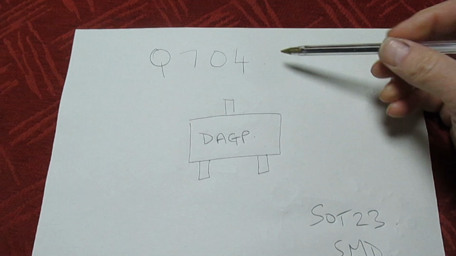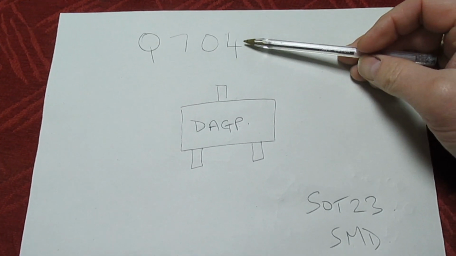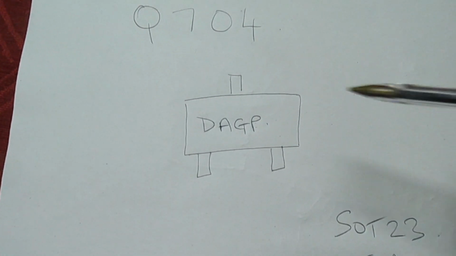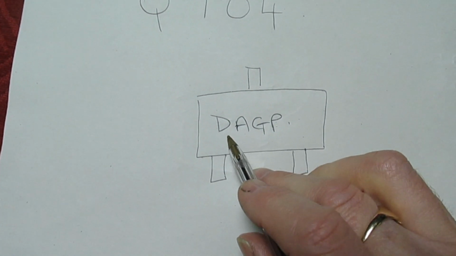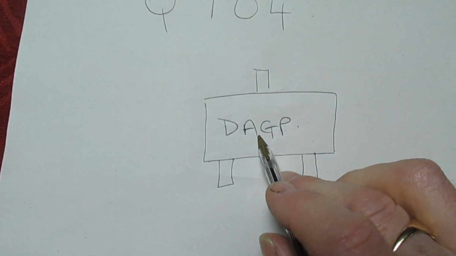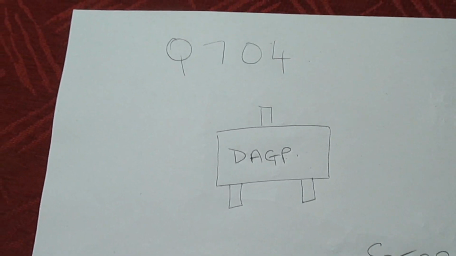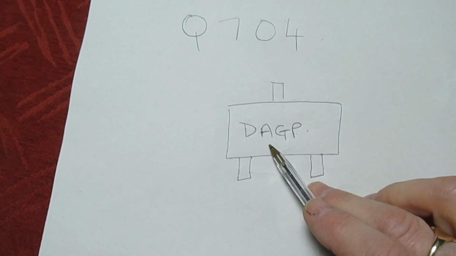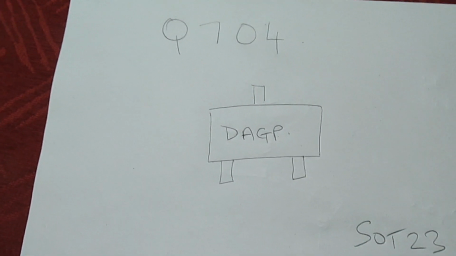Right, so that's the transistor in question. The board reference is Q704. It's a SOT23 surface mounted component. I've cleaned the top so I can read the number, and it reads DAGP. Now, if we had the service manual for this, that'd be simple. We could just look up what it is. But I've no idea what this is.